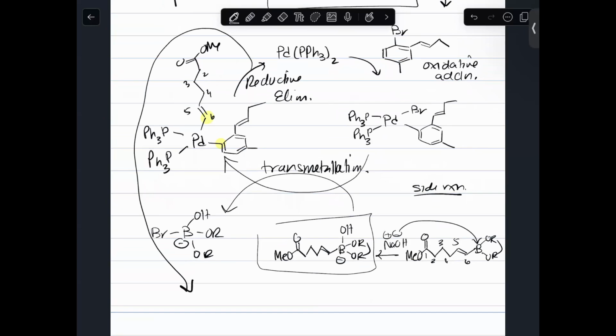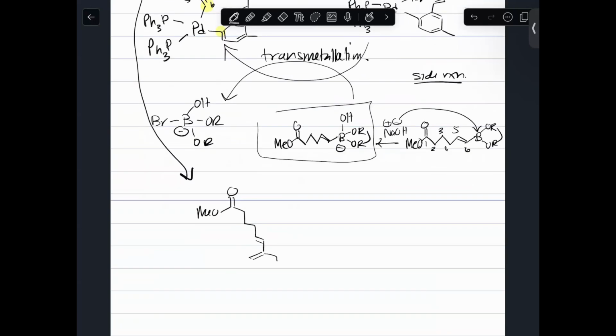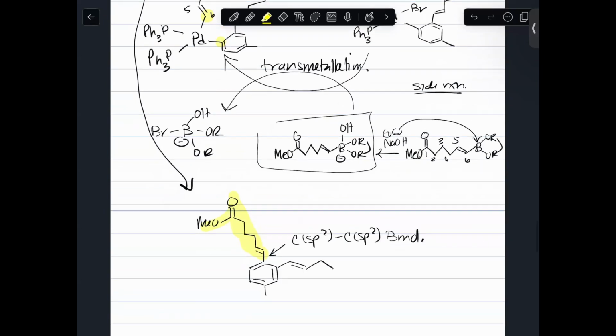And let me draw my product down here. And I have formed a new carbon sp2, carbon sp2 bond. Okay. And so in our research group, that's how we were able to introduce these long chains into the aromatic system. Okay. And so why did we choose the Suzuki reaction and not the Heck reaction?